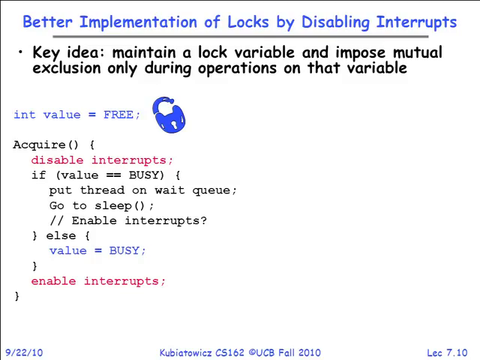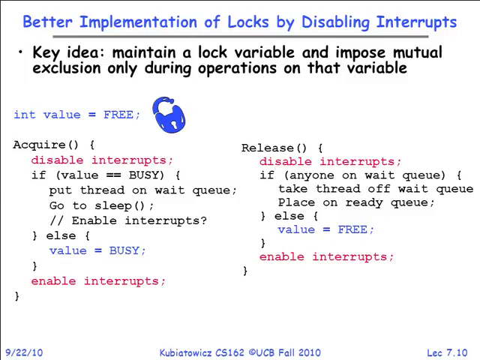And here's what acquire looks like. Acquire disables interrupts, says if the value is busy, put the thread on the wait queue and go to sleep. Otherwise, it sets the value to be busy and exits. Hopefully this path between disabling and enabling is fairly fast, so we don't disable interrupts for very long. Now let's take a look at release. Release disables interrupts, says if anybody's on the wait queue, take a thread off the wait queue and put it on the ready queue. Otherwise, set the value to free and exit.